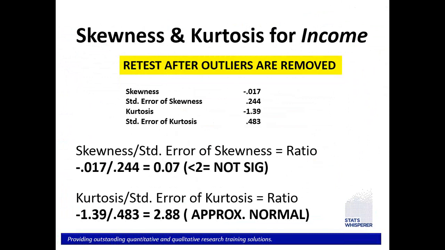But now that the outliers are out, remember the kurtosis was our problem? Now the kurtosis itself is valued at negative 1.39. The negative doesn't matter. So if we divide the kurtosis now by the standard error of the kurtosis, the 0.483, right? Now the ratio is below 3. So it's in that 2 to 3, right? Just as long as it's not above 3. It doesn't have to be between 2 and 3, but preferably not more than 3. We see it's 2.88. So now that's approximately normal. Right? So that's what we want.